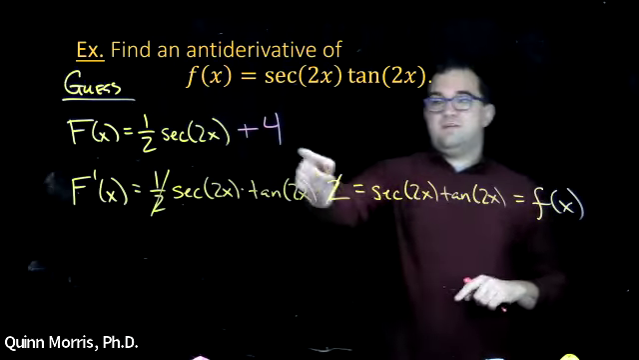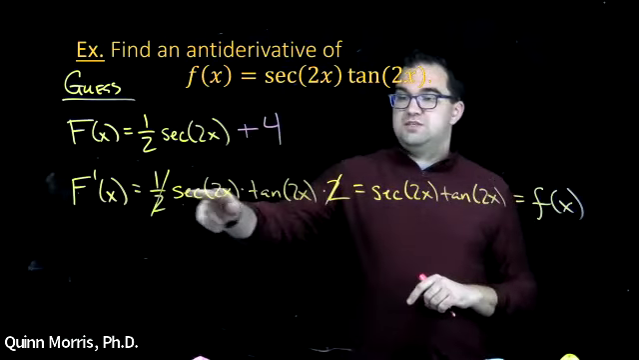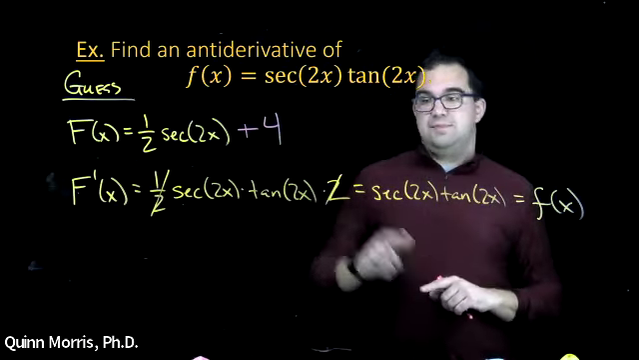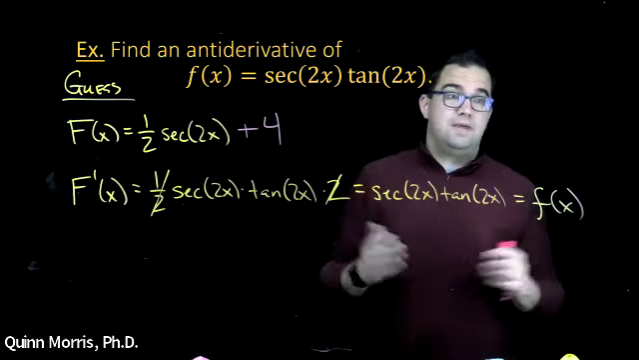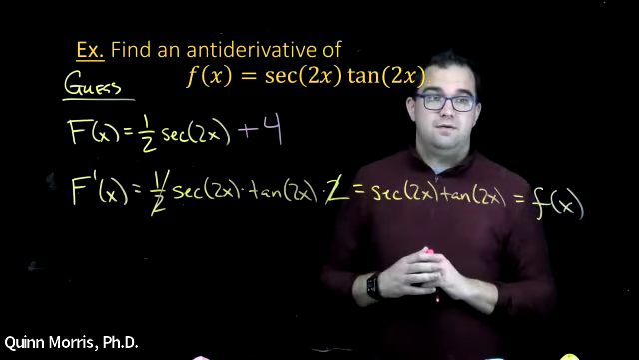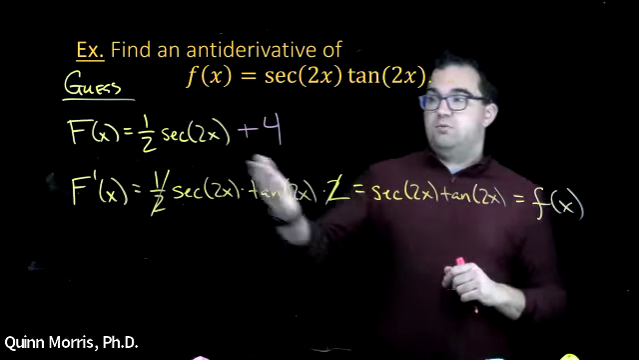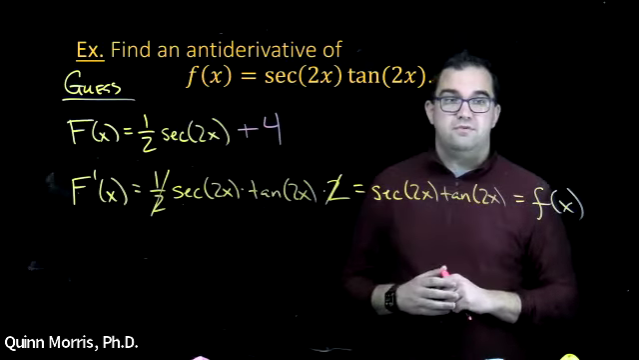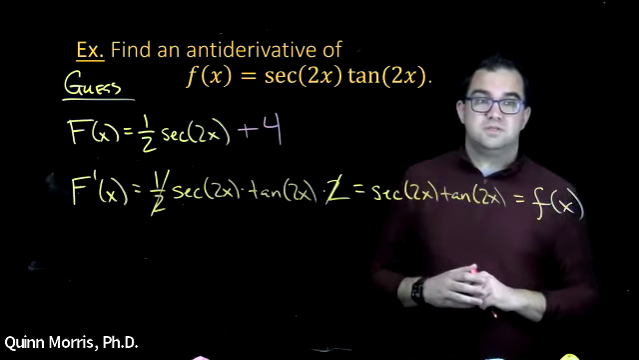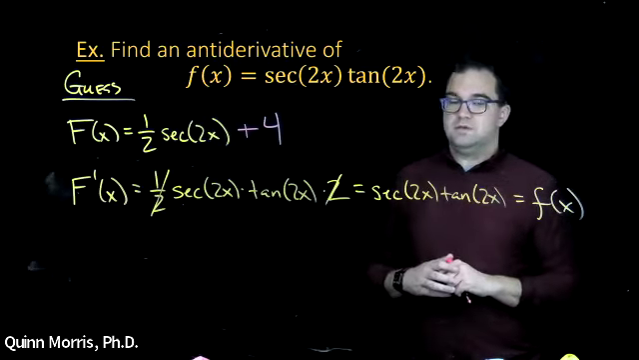So notice that if we had added a 4 here, then this derivative calculation would have been exactly the same, except I guess we'd have a plus 0 here, but that would just go away, and we'd still end up with this. So here's another antiderivative for our function, secant 2x, tangent 2x.